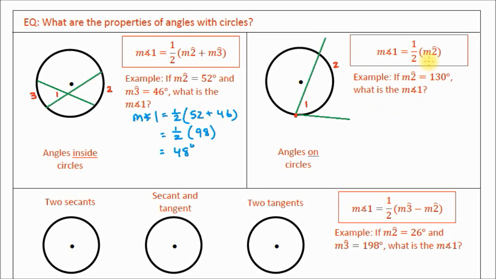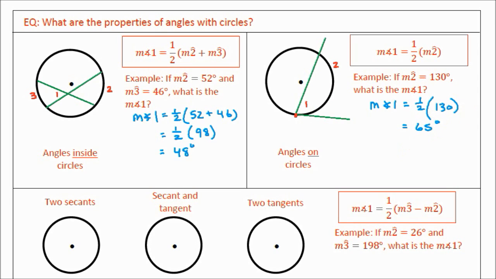It's actually the same property as inscribed angles. So here's our example. If the measure of arc 2 is 130 degrees, what is the measure of angle 1? Well, we don't know the measure of angle 1, so that remains a variable, equals 1/2 times the measure of arc 2, which is 130 degrees. 1/2 of 130 is 65 degrees. So the measure of this angle is 65 degrees.